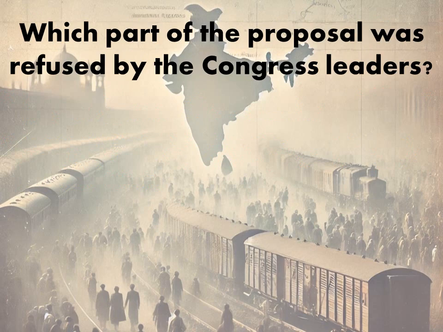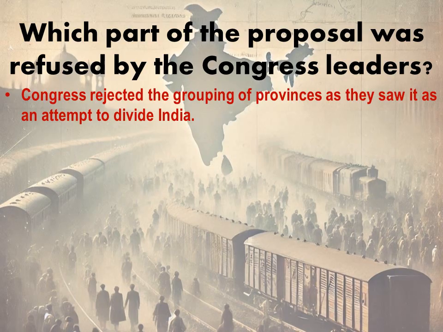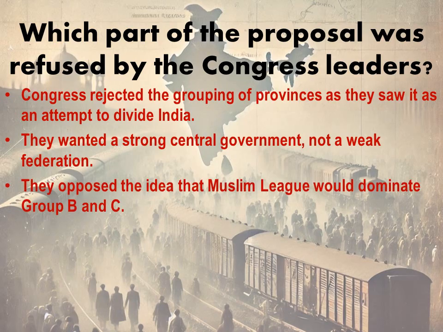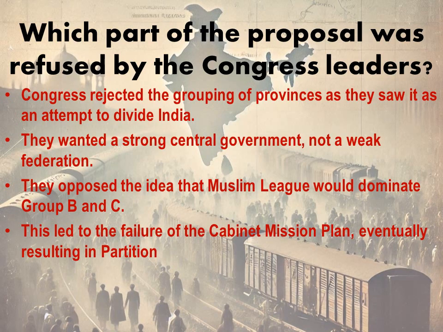Which part of the proposal was refused by the Congress leaders? Congress rejected the grouping of provinces as they saw it as an attempt to divide India. They wanted a strong central government, not a weak federation. They opposed the idea that the Muslim League would dominate Group B and C. This led to the failure of the Cabinet Mission Plan, eventually resulting in partition.